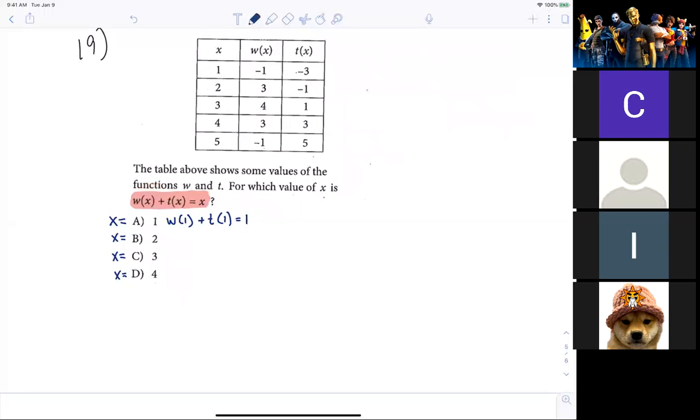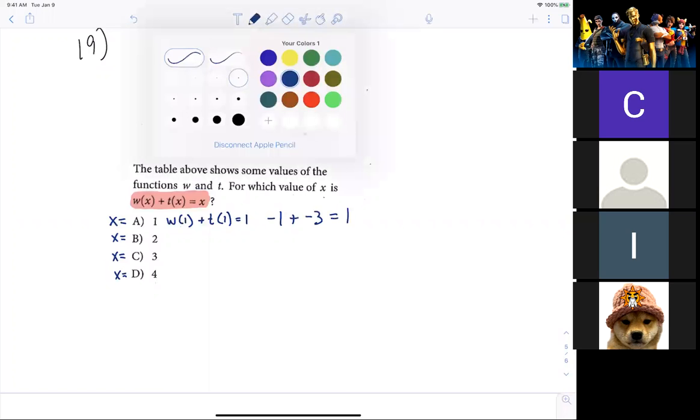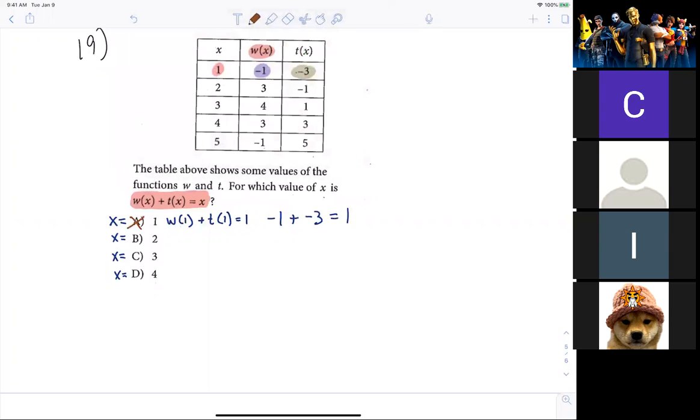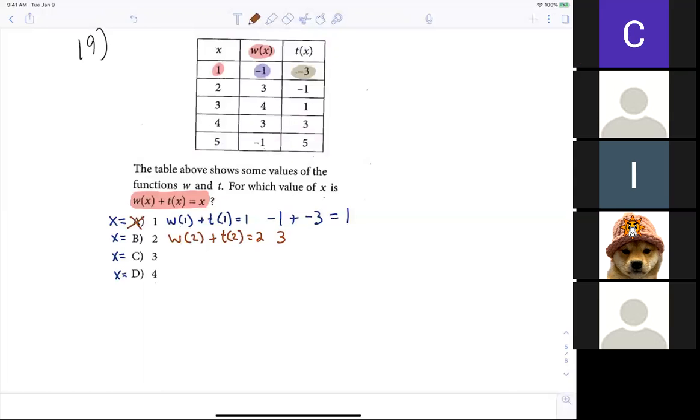Now let's look up here. Here's W of 1. W of 1 is equal to what? Negative 1. Plus T of 1 is this guy right here. Does that equal 1? And the answer is, of course, no. So A is not the right answer. Now I want everybody to write down W of 2 plus T of 2. Does that equal 2? Someone tell me what W of 2 is. 3. Thank you. What's T of 2? Negative 1. Beautiful. Does that equal 2? Yes. All right.